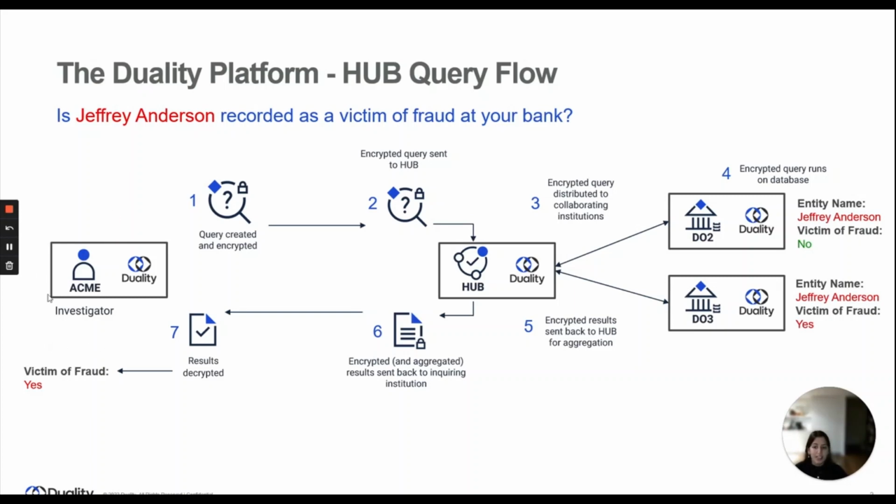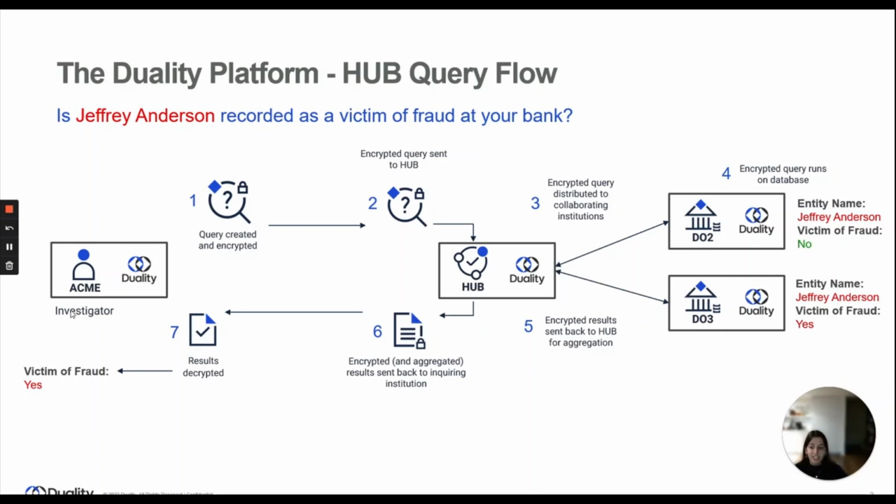Acme, our investigator, will create and encrypt its query. Then it will be sent over to the hub where it will be distributed to the other institutions. We can see over here the results of the other financial institutions. For data owner 2, Jeffrey Anderson is not a victim of fraud, but for data owner 3, he is. While these queries were running, the predicate remained encrypted, so the other financial institutions do not know what entity we were looking at. The results are then sent back into the hub where they are aggregated and sent back to be decrypted for Acme to see.